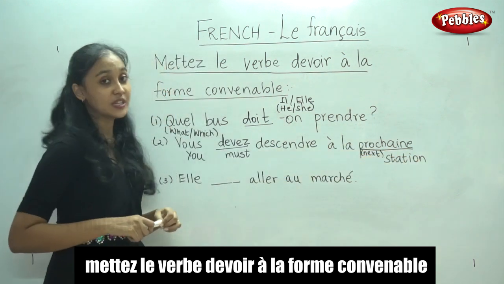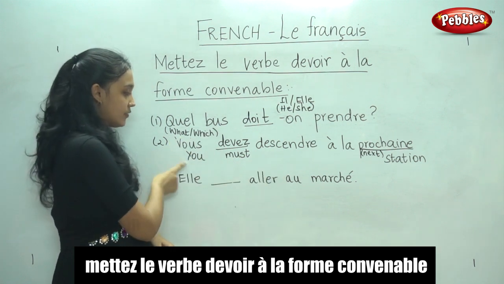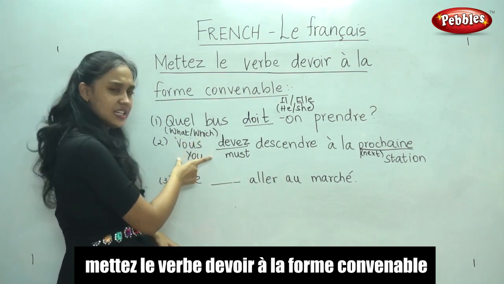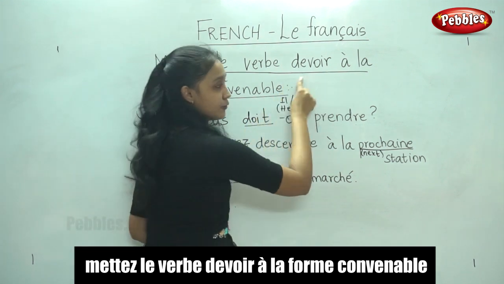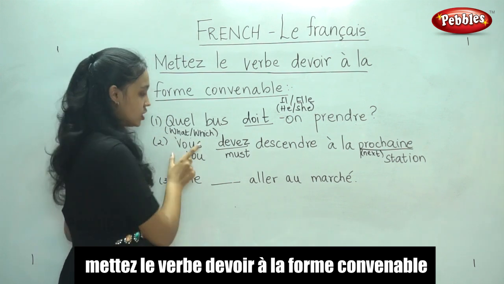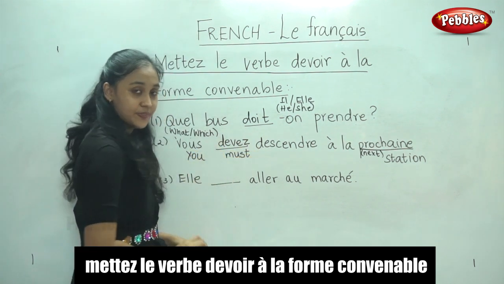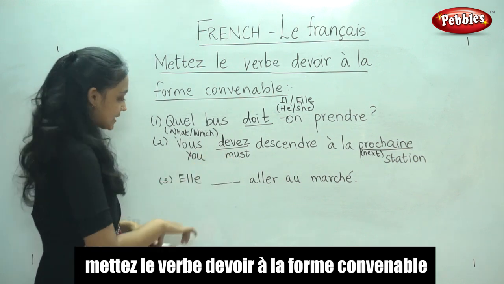So what did we do in this sentence? We read the sentence and identified the subject pronoun. Here it was very simple. It is vous. So for the verb devoir, what is the conjugation for vous? It is devez. So vous devez. So have you understood? Now finally the last sentence.